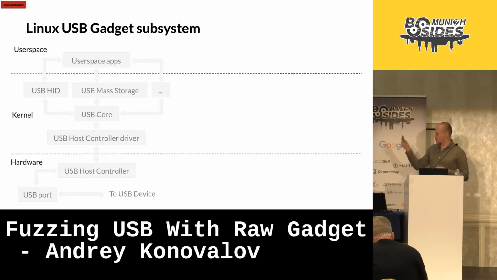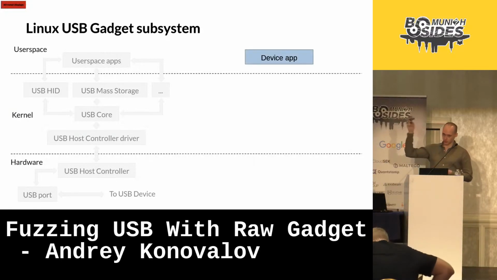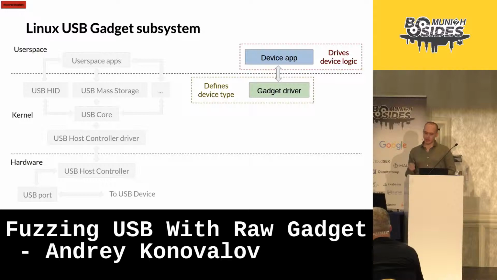So on the left, I previously showed you the architecture of a USB host, and now we're going to look into the architecture of a USB gadget. And here we're going to start from the upper part, so from user space. The logic of the USB device that is being emulated by a Linux-based board is driven by a user space application. Then there is a gadget driver in the kernel, and this gadget driver defines the type of the USB device. So for example, there is a gadget driver for emulating keyboards, there is a gadget driver for emulating video devices, and so on.